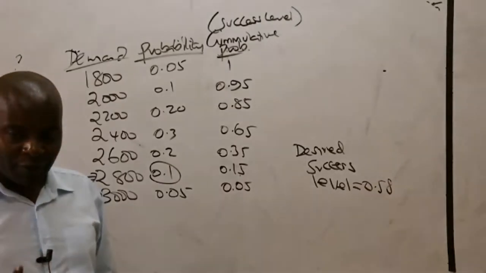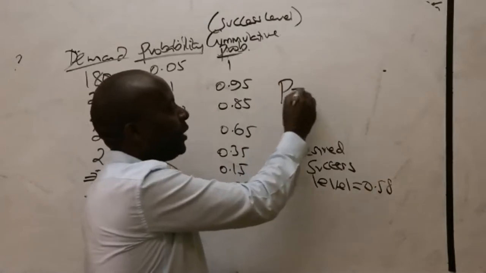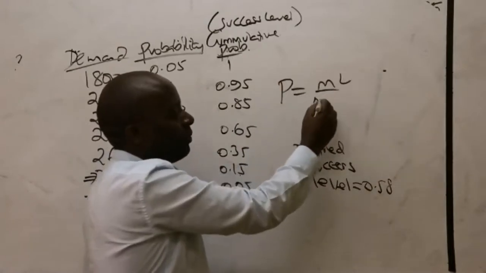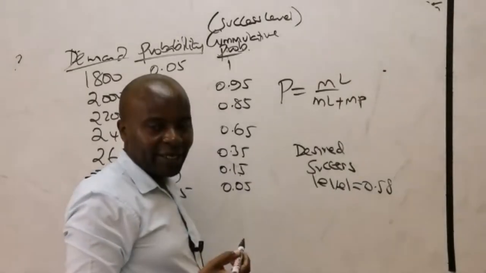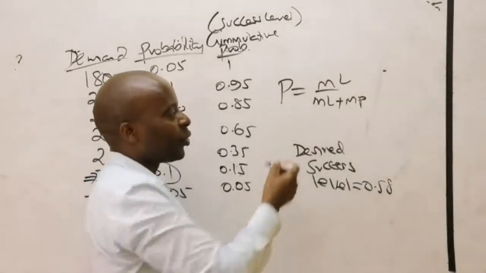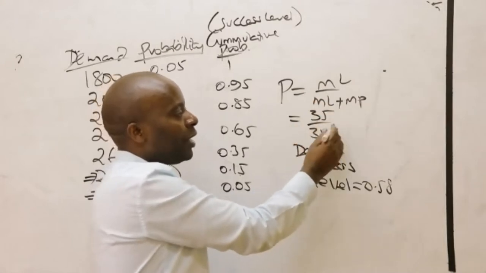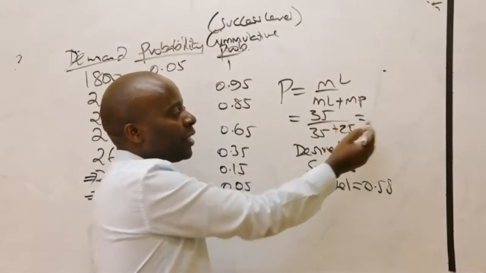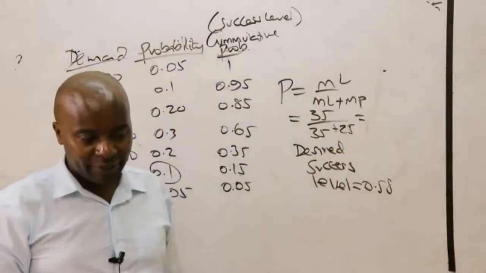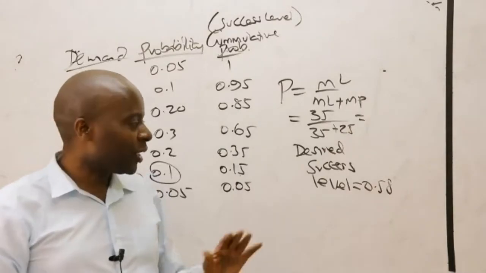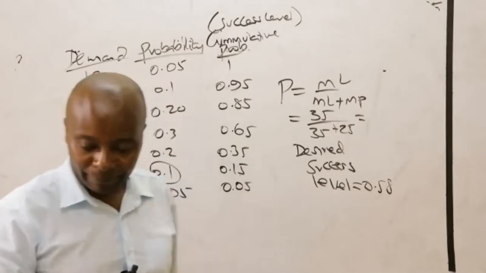Where is 0.58 coming from? Do you remember we used some formula? Probability equals ML over ML plus MP. So ML, if you can recall, marginal loss was 35, all over 35, plus MP, which is 25. Beatrice has been with us throughout, isn't it? Thank you very much. So now using interpolation, please give me an answer.